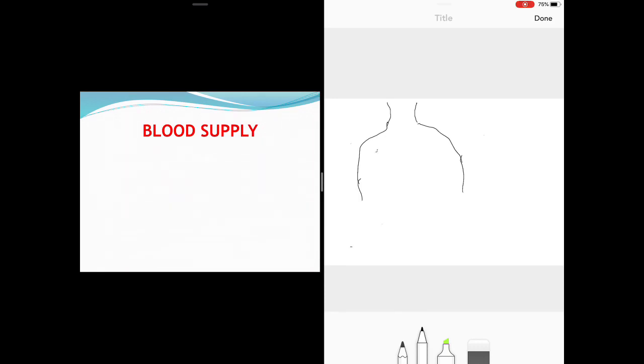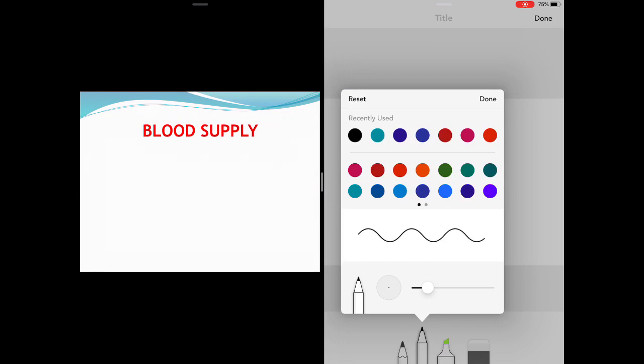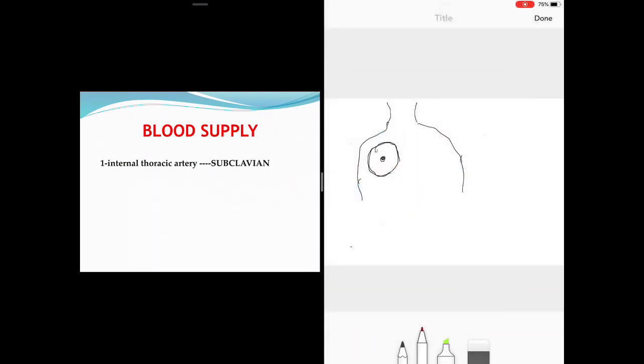As we know, the breast is located between the second and the sixth intercostal ribs. So from where does the blood supply come? It comes from above and from lateral, from intercostal. First, the internal thoracic artery comes from above, from the subclavian. What next? The intercostal arteries, which come from the thoracic aorta.